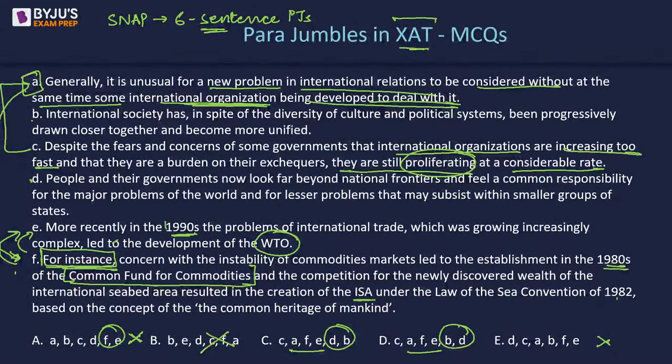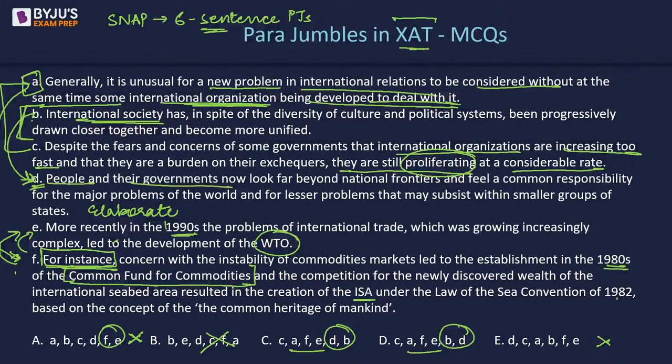That's the question. Okay, one of you says D Delhi. That means it should be BD, right? Absolutely correct. It should be B and then D because D is elaborating what B introduced. International society has, in spite of the diversity of culture and political systems, been progressively drawn closer together and become more unified. Okay, so it's an idea that the author is introducing here.